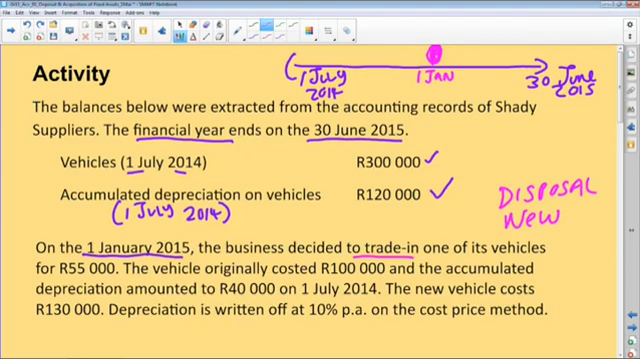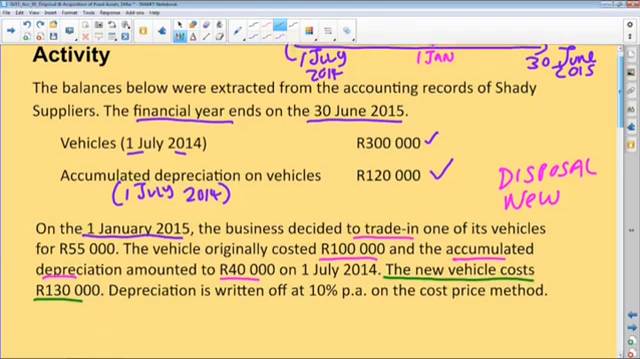The vehicle originally costed 100,000. So this is obviously the vehicle that we're disposing, and the accumulated depreciation amounted to 40,000 on the 1st of July 2014. The new vehicle costed 130,000. So let's highlight that in a different color. The new vehicle costed 130,000, and then they're giving me information about depreciation is written off at 10% per annum on the cost price method.